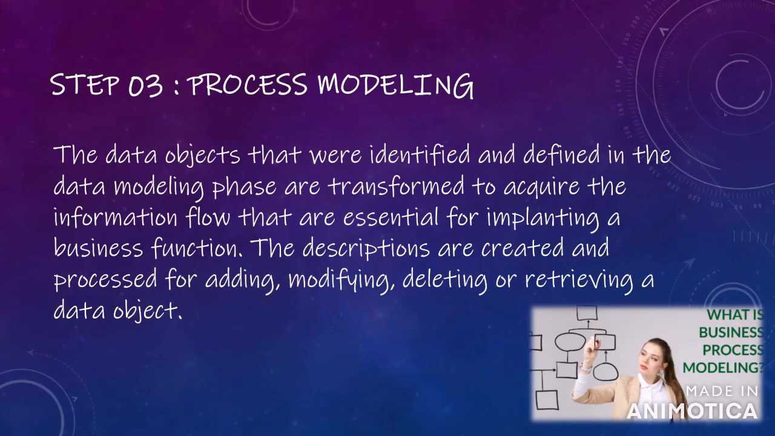Step 3. Process modeling. The data objects that were identified and defined in the data modeling phase are transformed to acquire the information flow that is essential for implementing a business function. The descriptions are created and processed for adding, modifying, deleting, or retrieving a data object.